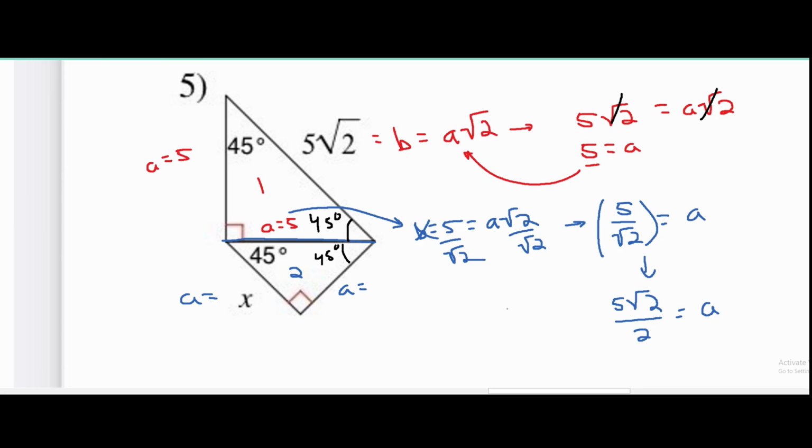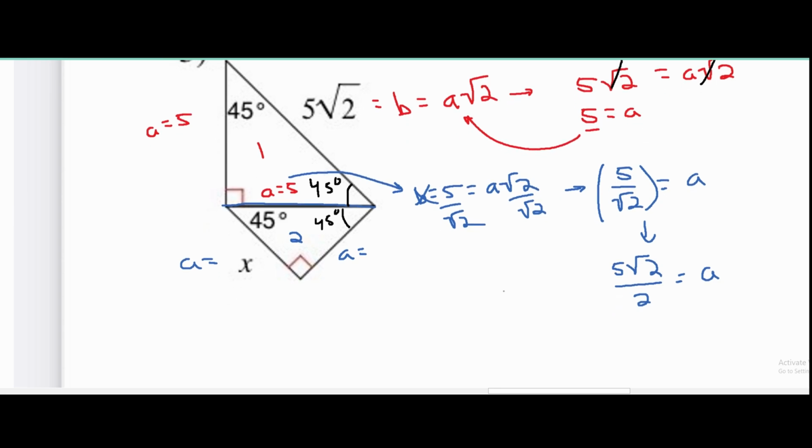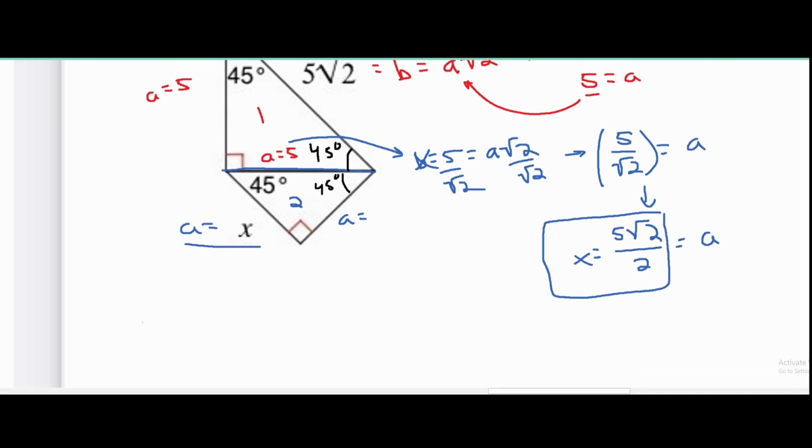Once we have this, we know our a values and we can just plug this in. And since a is equal to x right here, we can say that x is equal to 5 square root of 2 over 2, and we found our answer. If we wanted to, we can check this.